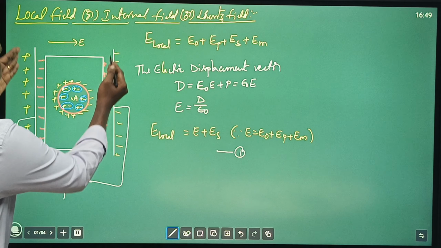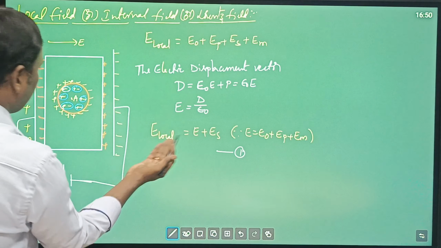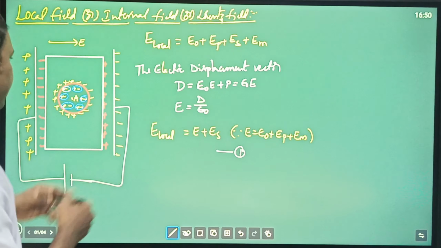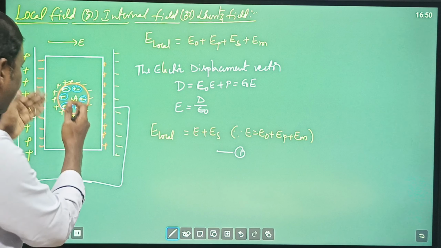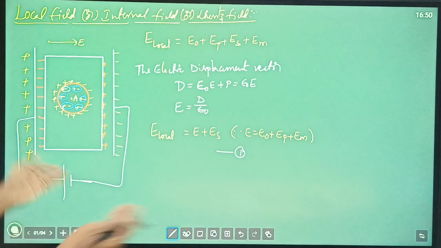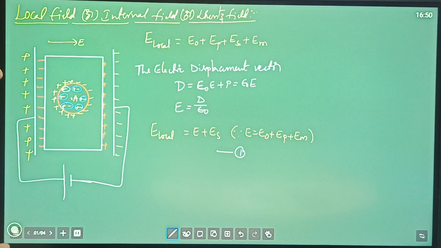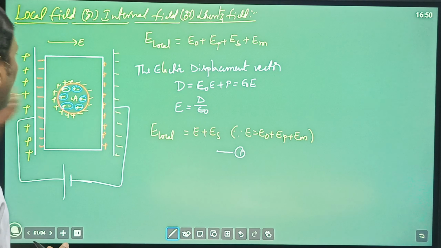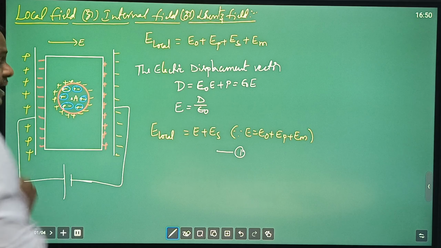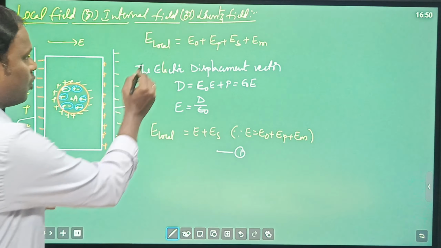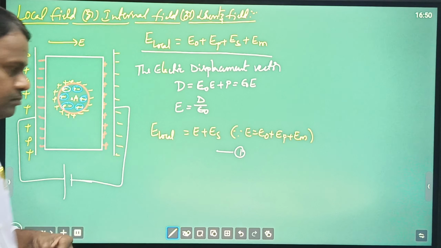Suppose, see here, if it is a parallel plate capacitor, positive charge will be there on the left side and negative charge will be there on the right side. And if we are introducing the dielectric slab in between the plates of a capacitor, opposite charges will be induced. At that time, we can calculate the local field or internal field or Lorentz field at a point A inside the dielectric material as E local is equal to E naught plus EP plus ES plus EM.